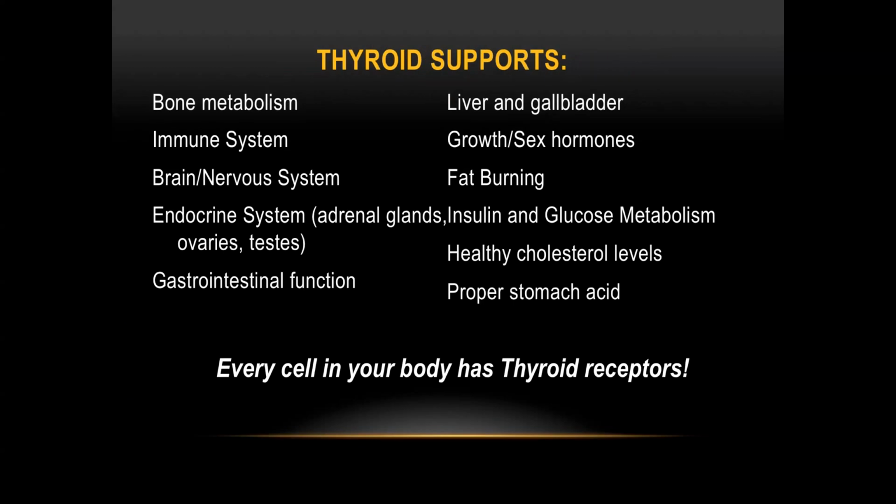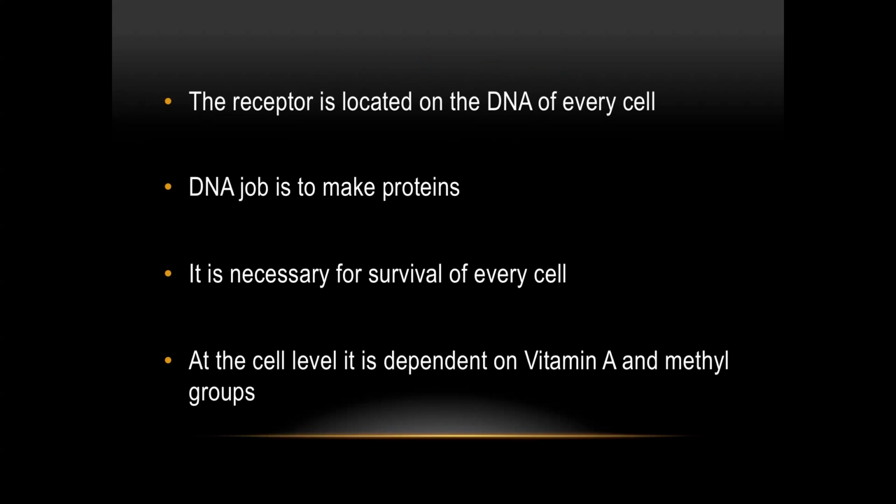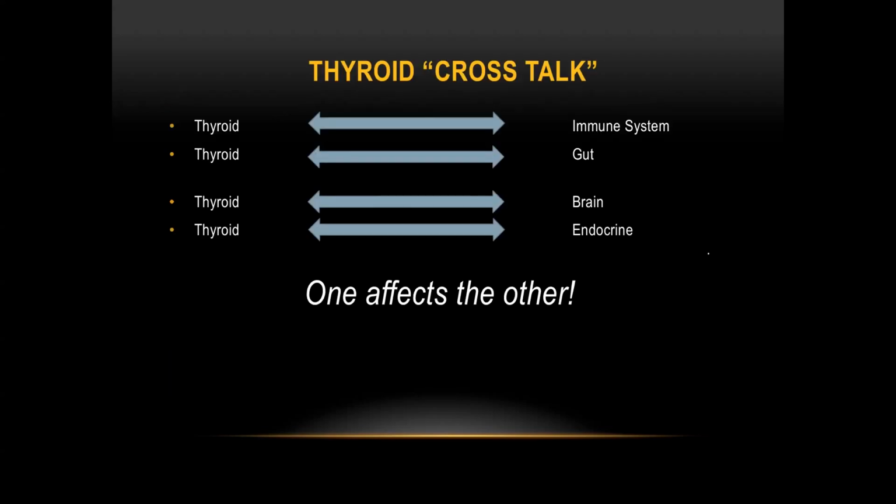The thyroid supports bone metabolism, the immune system, the brain and nervous system, the endocrine system, GI function, liver and gallbladder, growth and sex hormones, fat burning, healthy cholesterol levels, and a proper stomach acid. Every cell in your body has a thyroid receptor. The receptor is located in the DNA of every cell. The job of the DNA is to make protein for the survival of every cell. It is dependent on vitamin A and methyl groups. There is also a crosstalk with the thyroid and the immune system, the thyroid in the gut, the thyroid in the brain, and the thyroid in the endocrine system. One affects the other.